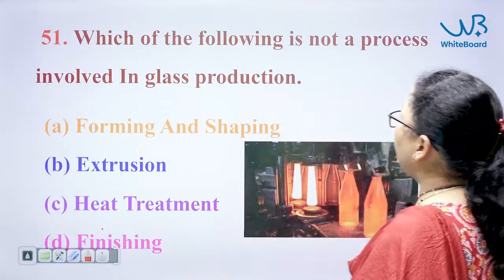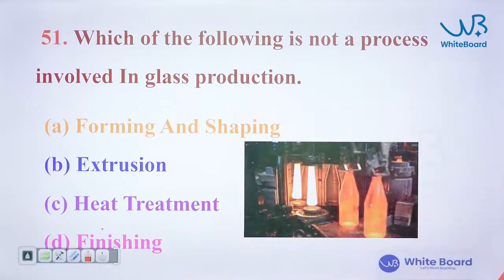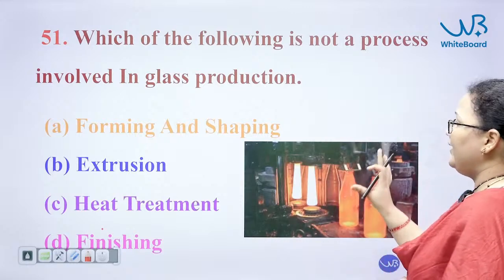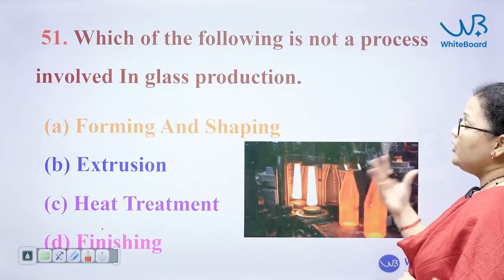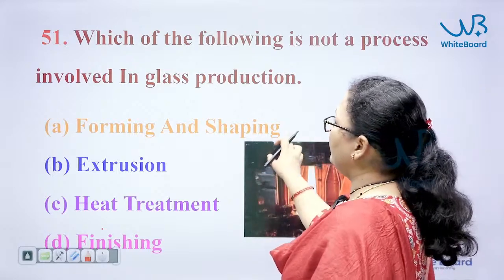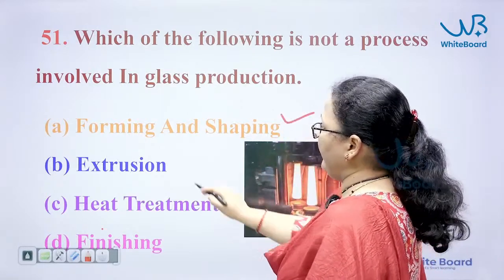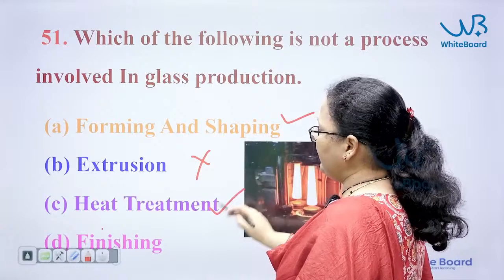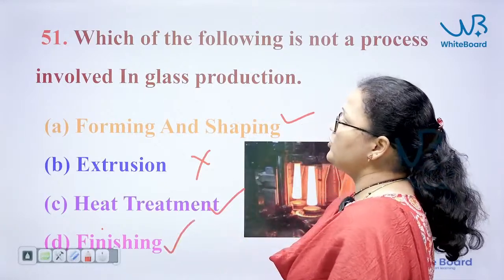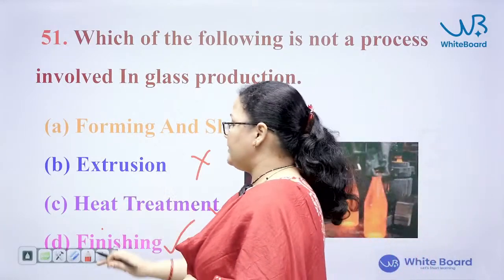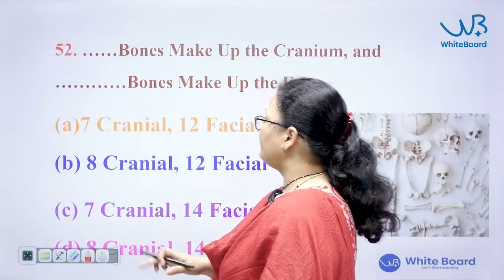Next, which of the following is not a process involved in glass production? So, if you want to prepare any glass shape, which step is not involved? Forming and shaping is included. Extrusion is not. Heat treatment is okay. Finishing is okay. So, which is not involved? B, that is extrusion.